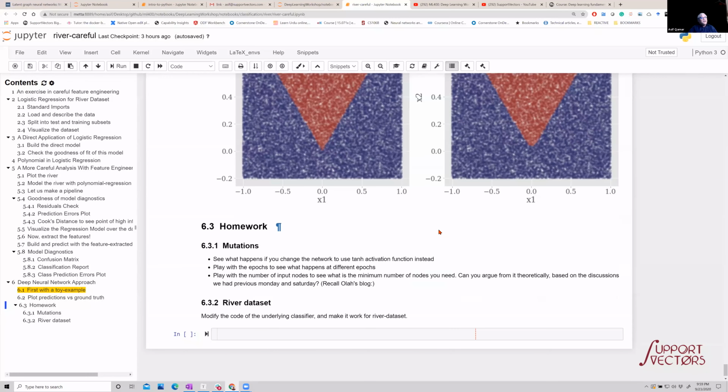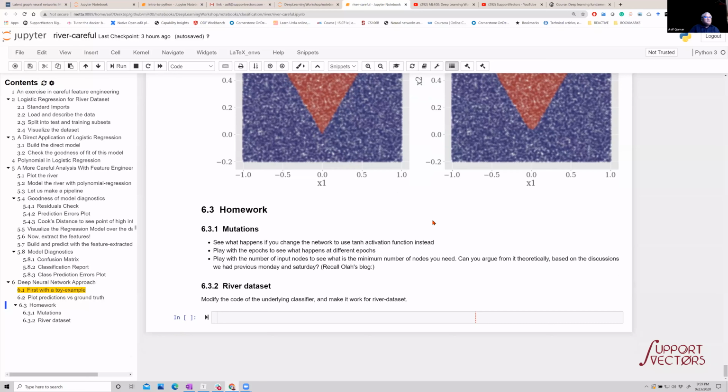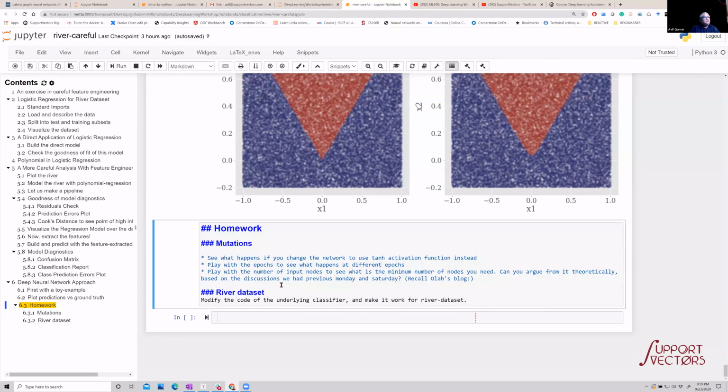And now there's a bit of homework. At this moment, you can do this without even getting too much into the model metrics. Go read the code and see what happens if you change the activation function from ReLU to tanh. Then play around with the number of epochs. What happens if you run it for fewer epochs? Then change the number of hidden layers.